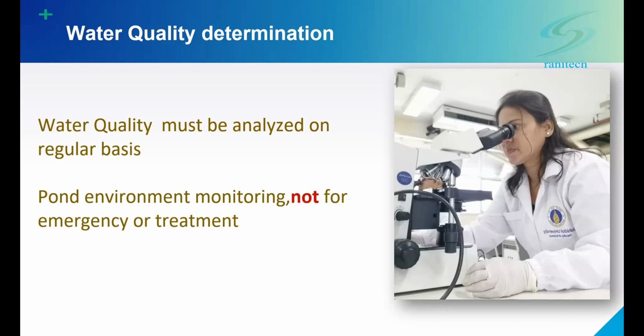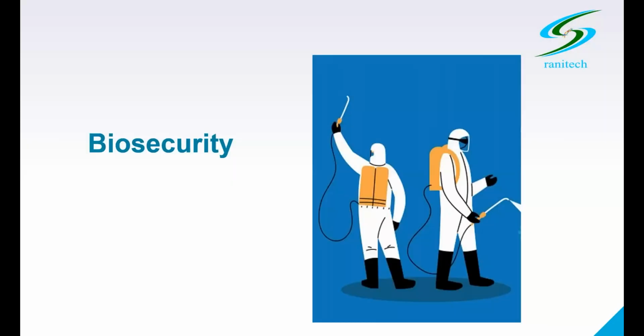If you have a regular file of your water reports, it would really help to monitor and understand what changes are happening, and we can foresee the problems also. So to avoid problems, we have to test regularly. Next important parameter is biosecurity.